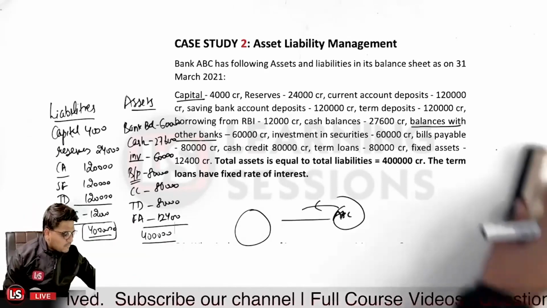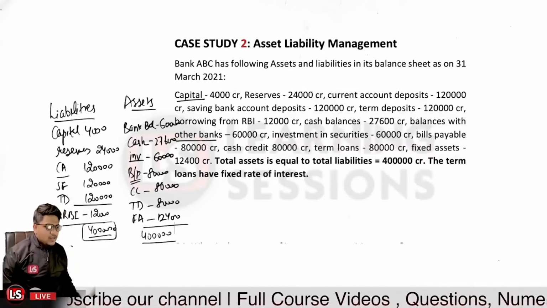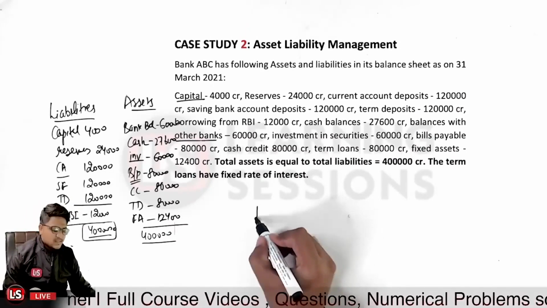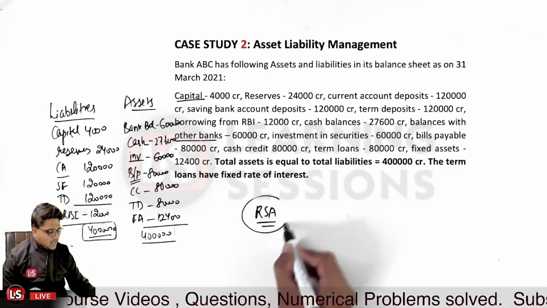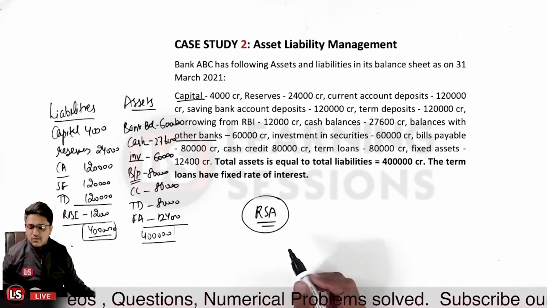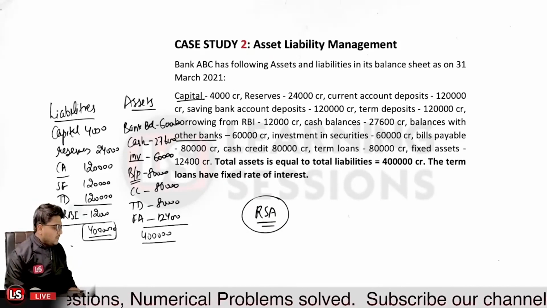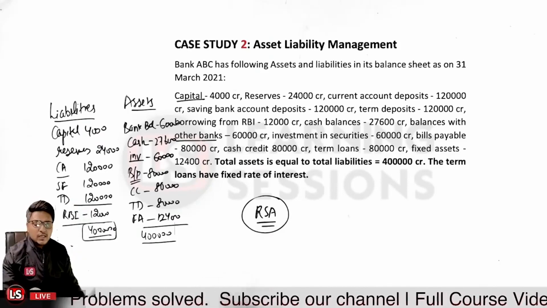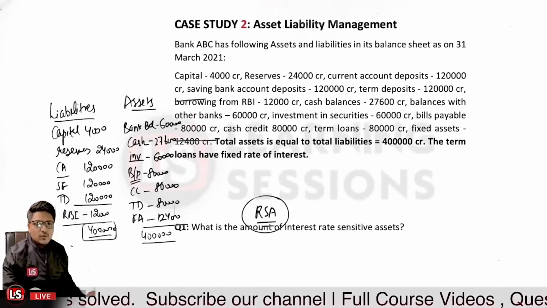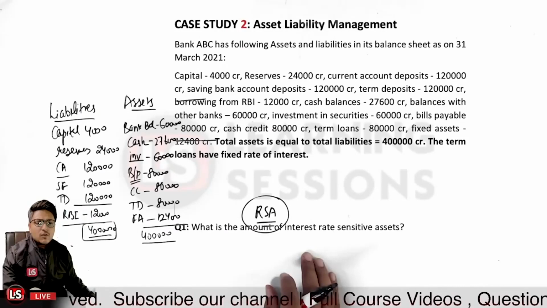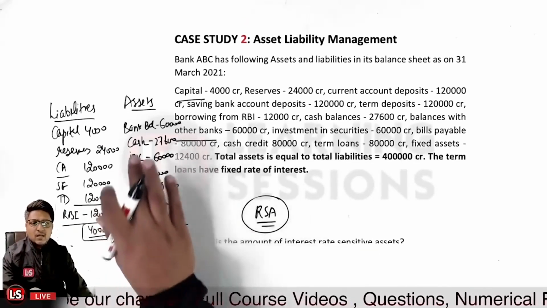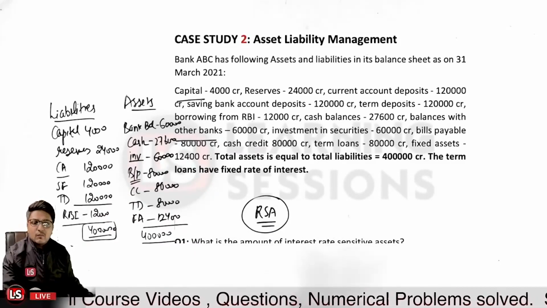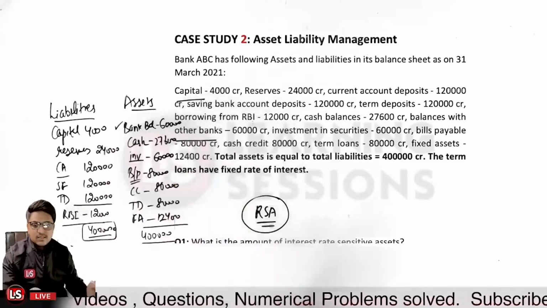Now what was the first question? That was related to the amount of the risk sensitive assets. So risk sensitive assets, that is RSA. These are those assets which, if there is interest rate fluctuation or volatility in the market, will get affected. So first of all, we have to look at the asset side over here, because we need to tell what is the amount of interest rate sensitive assets. So just look at bank deposits: the bank must be paying you interest, and if there is a change, it will be affected by the interest rate. So this is a risk sensitive asset.